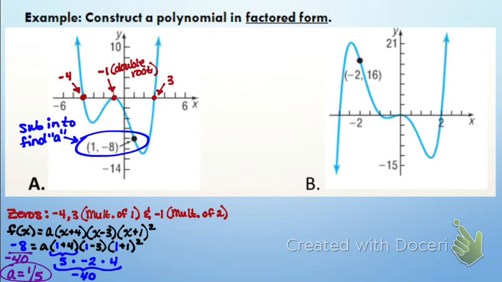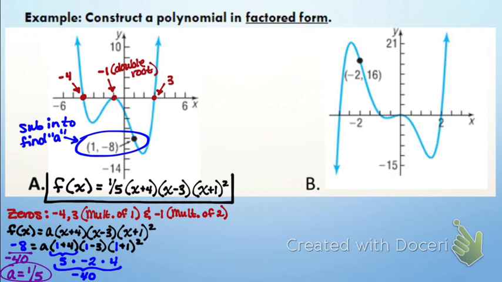So now I'm prepared to write the equation for this graph, or a possible equation for this graph. F of x equals 1/5 times x plus 4 times x minus 3 times x plus 1 squared. And again, the order that you put your factors in does not matter. That 1/5 does have to be at the very front since it's your leading coefficient. But the remainder of those factors, if you mix up the order, as long as you have all those pieces, I don't care what order they're in, it does not matter.